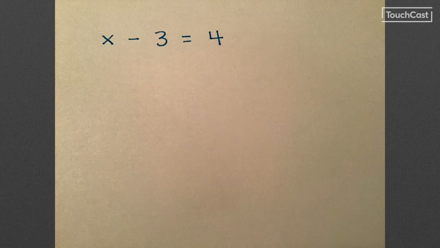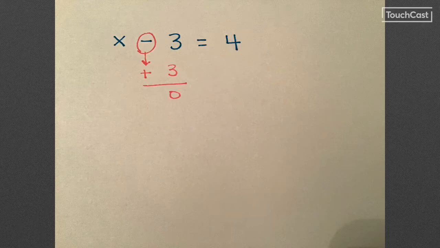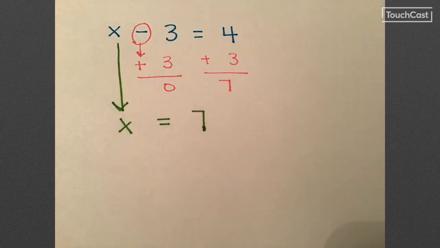Our first equation is x minus 3 equals 4. Now, like I said, we want to use the inverse operation when we want to zero out our constants. So what's the inverse of subtraction? Hopefully you said the inverse is addition. So negative 3 plus 3 equals 0. If I do that to the left, I have to do that to the right. So 4 plus 3 equals 7. I now have x by itself, so x equals 7.